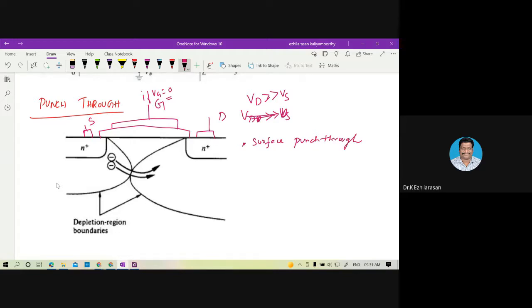Surface punch through takes place away from the gate oxide. This is your gate oxide. You can see there will not be any direct current flow between the gate and the substrate, actually, right? So your drain, you see, this will be your P substrate. This will be your bulk.